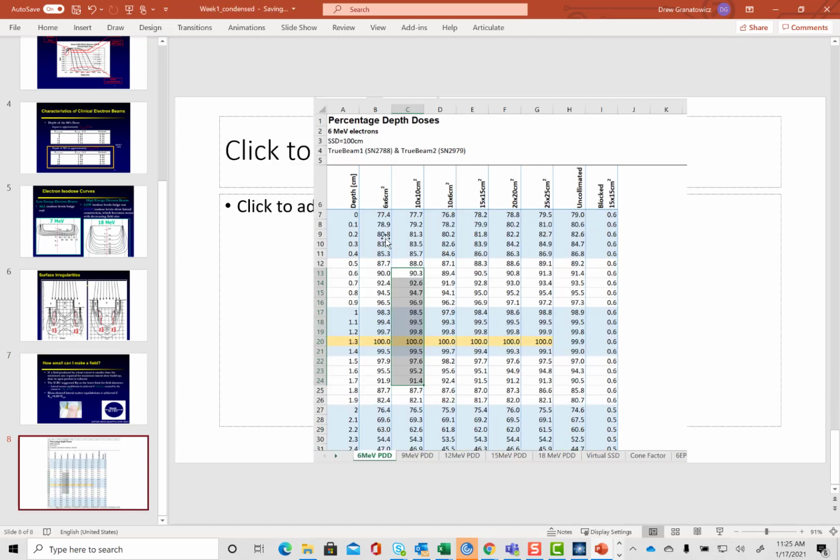Last but not least, you'll have these clinical data books in your clinic. Every clinic will have them if they treat with electrons. And it's always good to reference this. This is what all clinical decisions used to be made from, this data book.